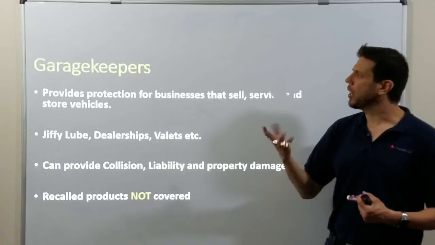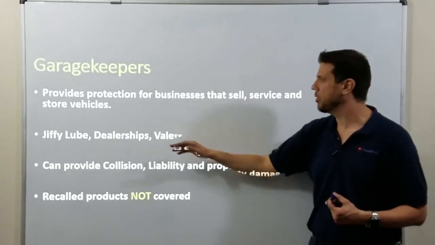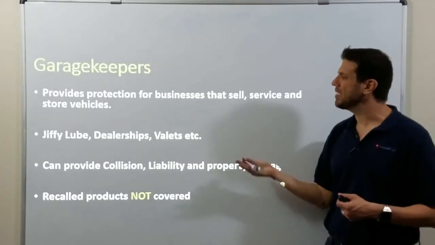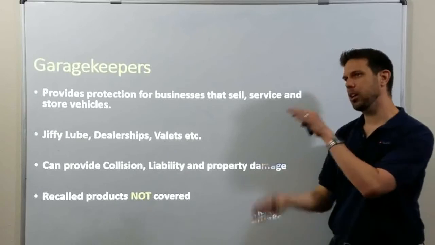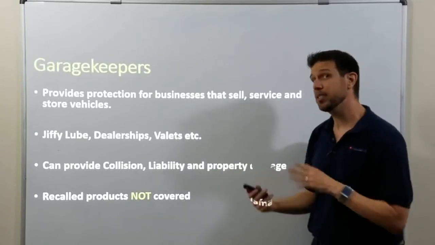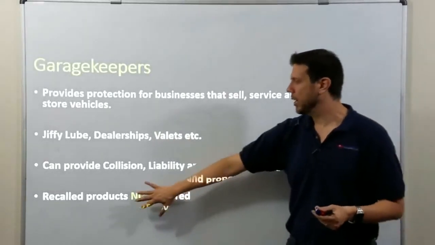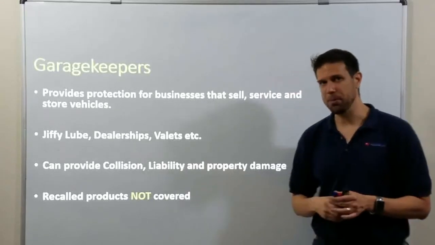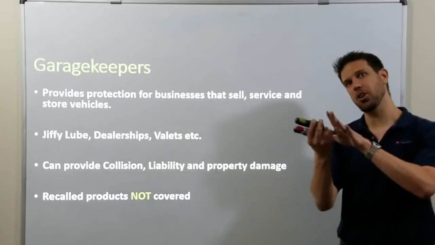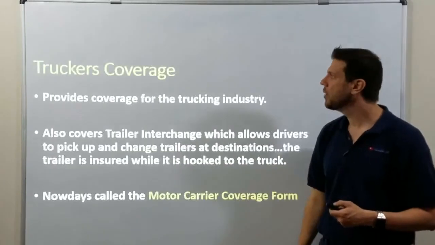Garage keepers insurance, we've kind of talked about. It protects businesses that sell, service, and store vehicles. That's like Jiffy Lubes, dealerships, stuff like that. If a garage keeper messes up, like Jiffy Lube installs something wrong, the garage keeper's insurance will kick in. This isn't just auto. It covers the whole business. But it will not cover any recalled products of the garage keeper because the garage keeper didn't make the product. They just installed the product. So this never falls under garage keeper's insurance.